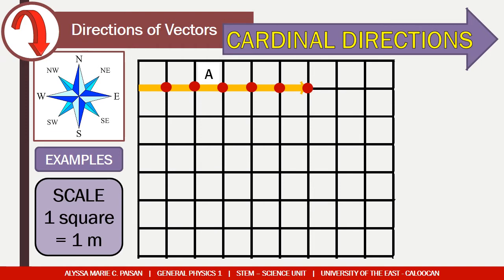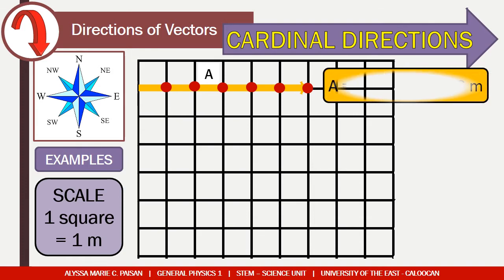Now, in what direction? As you can see, the arrowhead of vector A is going to the east. So, we can write vector A as A in bold letter. The letter A should be in boldface, is equal to 6 meters east, or if you're going to write it as a given, it should be positive 6 meters. Okay?